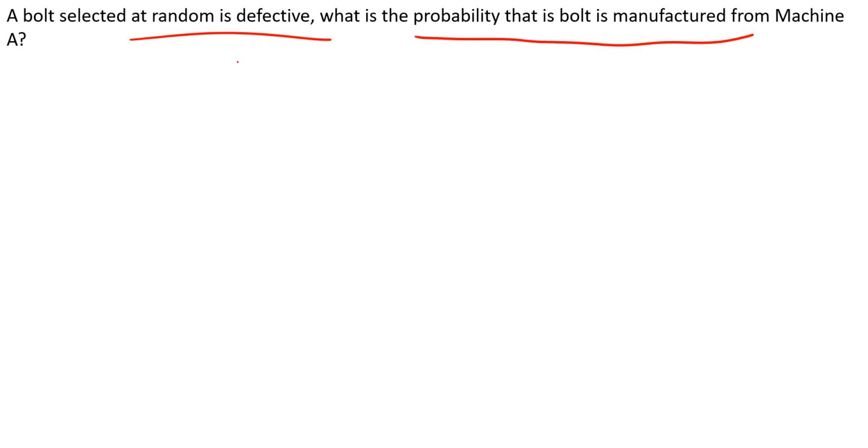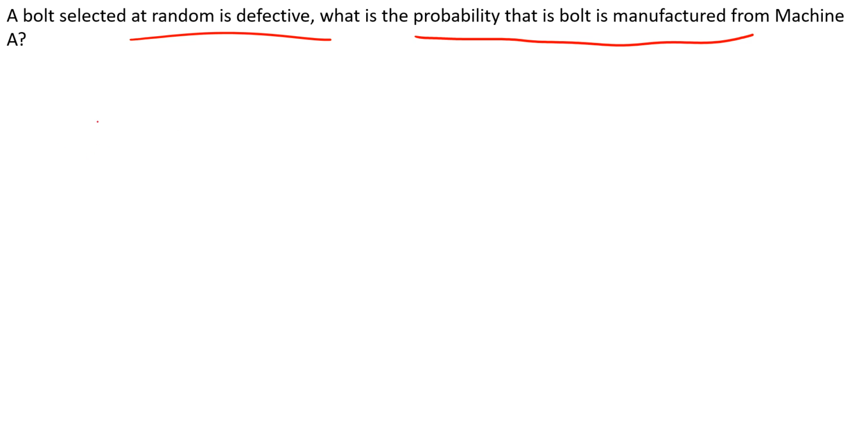So what is the difference now? Earlier we knew that the bolt is manufactured by machine A or B or C, and we needed to find the probability that the bolt is defective. But now the question is different. Now we know that a bolt is selected at random and that bolt is defective. What is the probability that it is produced by machine A? Now we need to find this out. So how will we find this out?